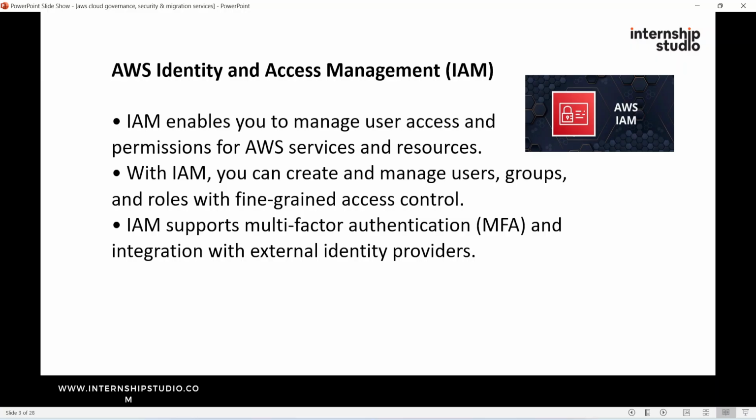Initially we have IAM, which is the first thing in securing our cloud. IAM enables you to manage user access and permissions for AWS services and resources. With IAM, you can create and manage users, groups, and roles with fine-grained access control. IAM also supports multi-factor authentication and integration with external identity providers.